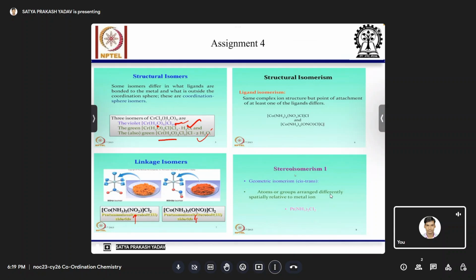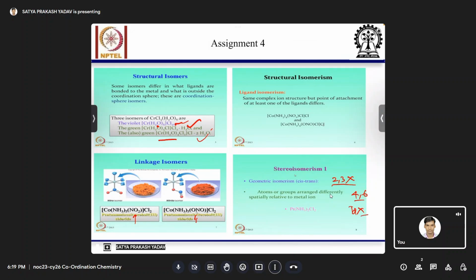Now in stereoisomerism, we have basically two types. So geometrical isomerism cannot be found in coordination numbers 2 and 3. It can be found only in 4 and 6. In tetrahedral, it will not be found because all the ligands are adjacent to each other.